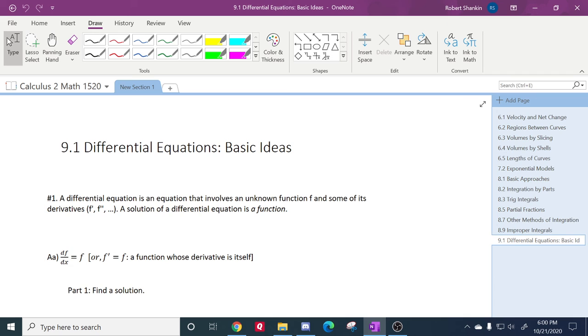From a math point of view, we find the equations themselves very interesting, and all we're going to do in this chapter is get some real fundamental basics of what can be done and how differential equations work.